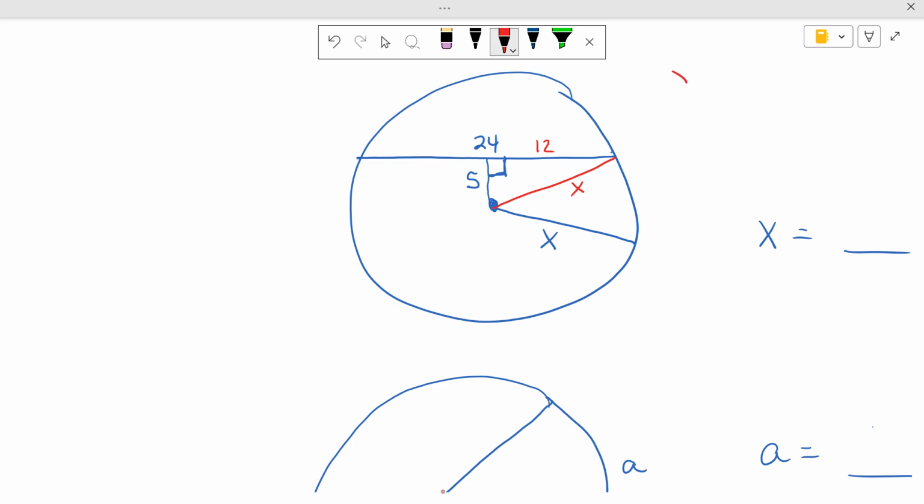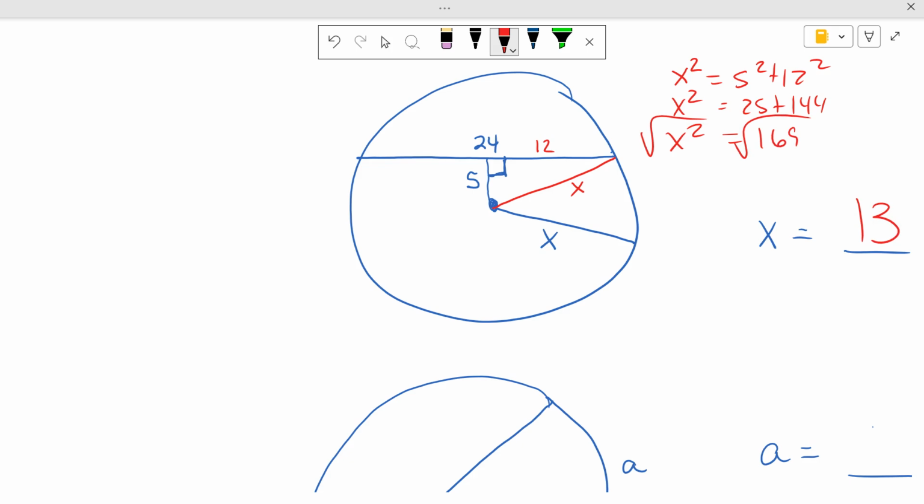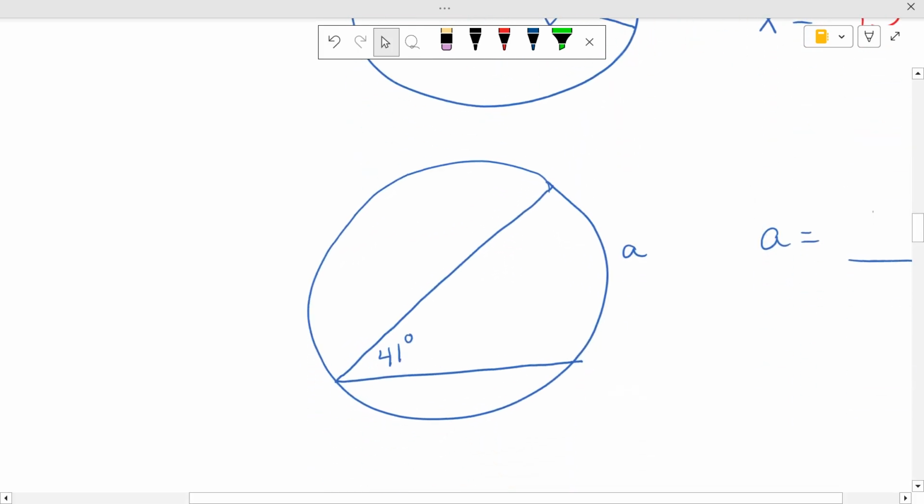So Pythagorean theorem again. X squared equals 5 squared plus 12 squared. X squared equals 25 plus 144. X squared equals 169. What's the square root of 169? 13. The radius is 13.